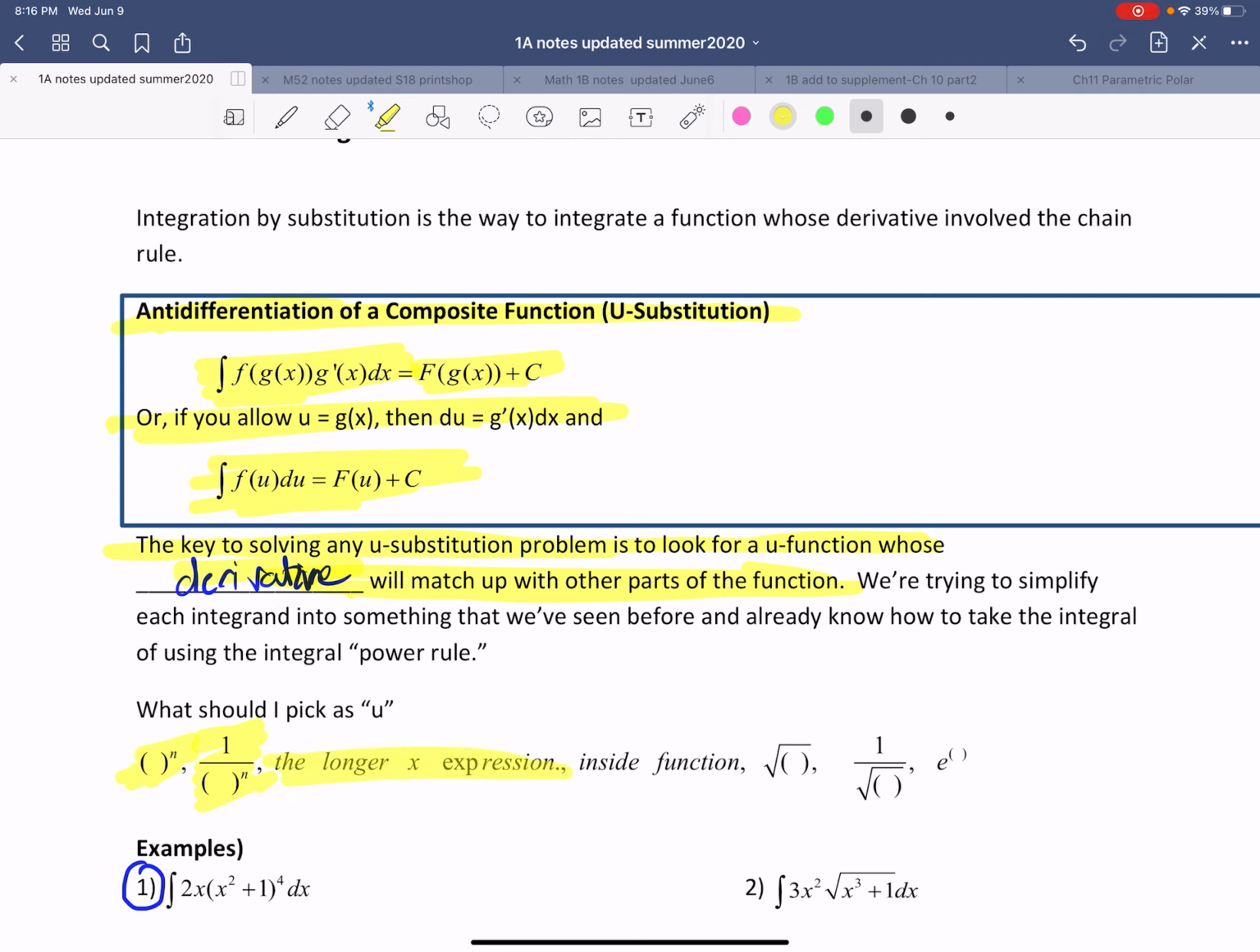The longer x expression will be the u. Our inside function will be the u. Square root of something, that something will be the u. 1 over square root of something, that will be the u. Or e to some power, that will be the u function. Let's look at a couple of examples of u substitution.